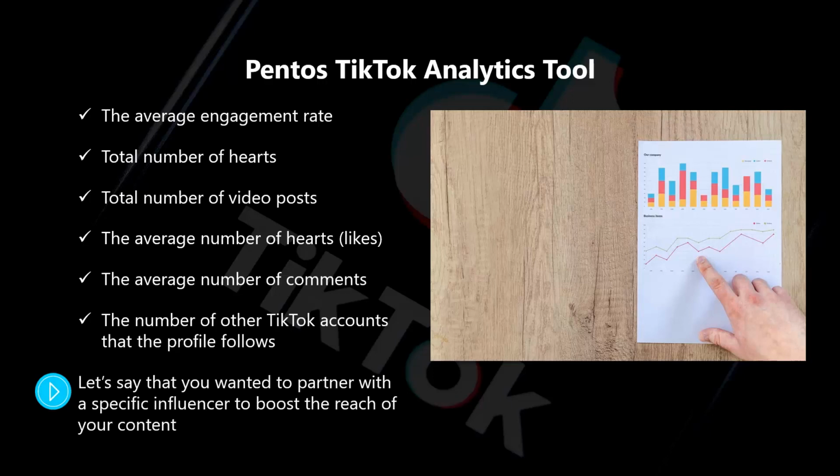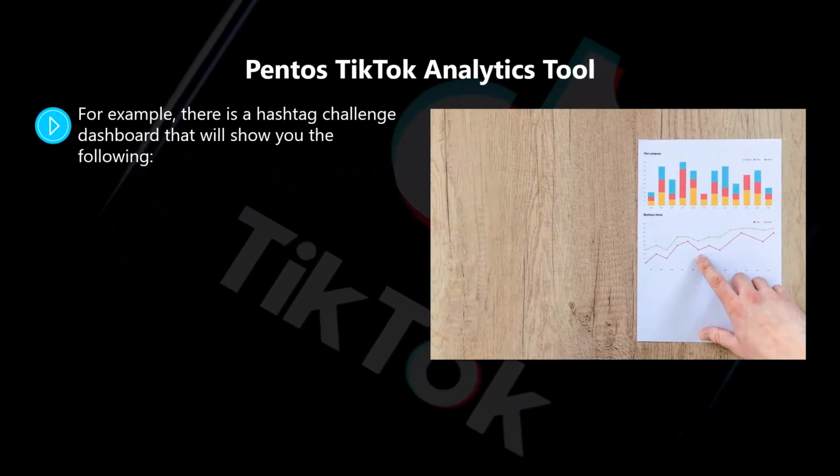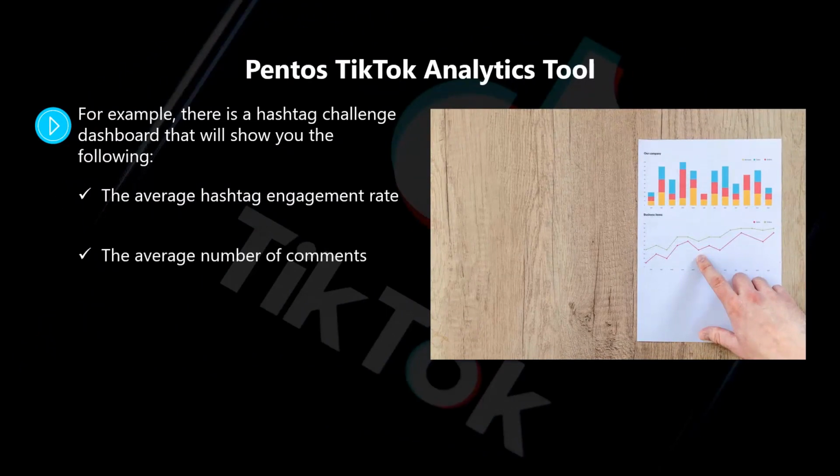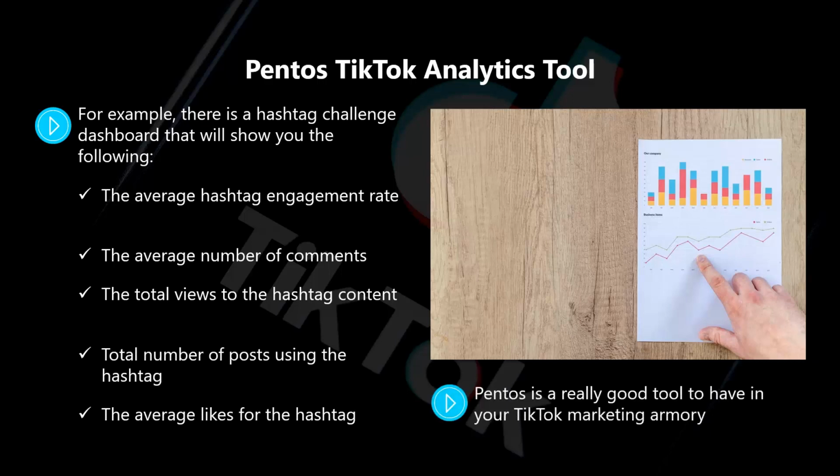Let's say that you wanted to partner with a specific influencer to boost the reach of your content. You can use Pentos to see what their average engagement rate is, which will help with decision making. With the premium version of Pentos, you can look at hashtags. For example, there's a hashtag challenge dashboard that will show you the following: the average hashtag engagement rate, the average number of comments, the total views to the hashtag content, total number of posts using the hashtag, the average likes for the hashtag. Pentos is a really good tool to have in your TikTok marketing armory.